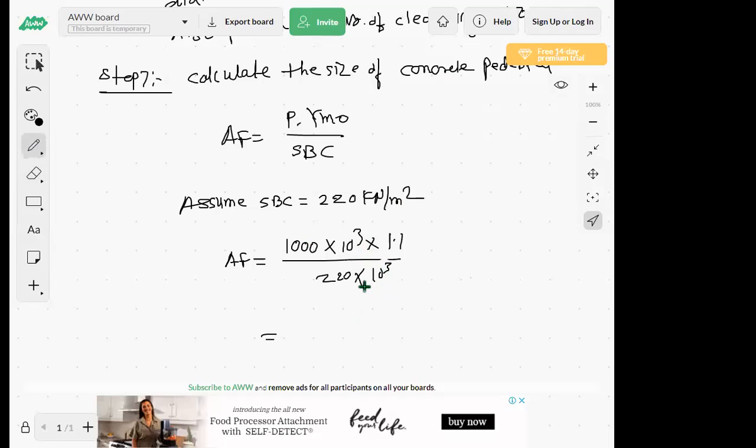This will be 10 raised to 3 divided by 10 raised to 3. So this 10 raised to 3 gets cancelled. So here, now 1000 divided by 220, how much?